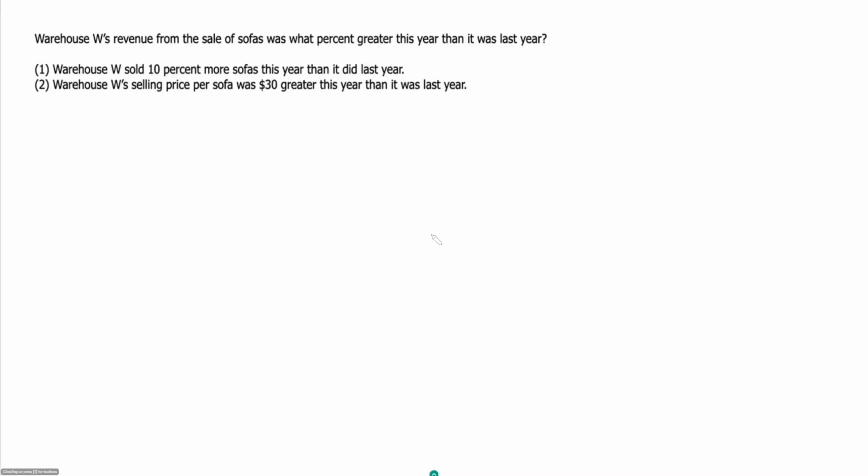Warehouse W's revenue from the sale of sofas was what percent greater this year than it was last year? So they're asking for a percent change. And so I can put my prompt in terms of my percent change formula.